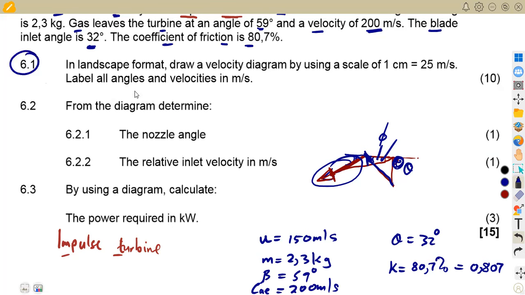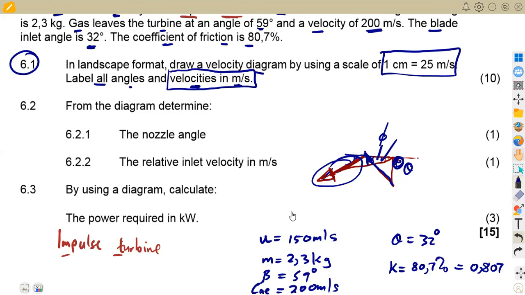And 6.1, in a landscape format, is to draw a velocity diagram by using a scale. We are given the scale to apply: 1 centimeter represents 25 meters per second. Label all angles and velocities in meters per second. So the velocities should be in meters per second, and you are supposed to label all the angles.